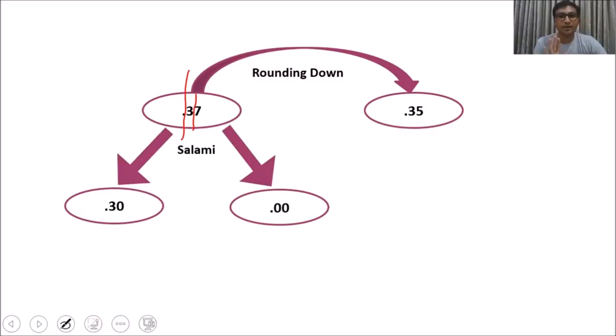Please copy this diagram for your reference: salami and rounding down. In rounding down, you can see 0.37 goes to 0.35, lower side rounding. But in salami, no rule applies. Just slice it, and whatever number comes, put it. So 0.37, slice it, becomes 0.30, or the whole fraction will be converted into 0.00.